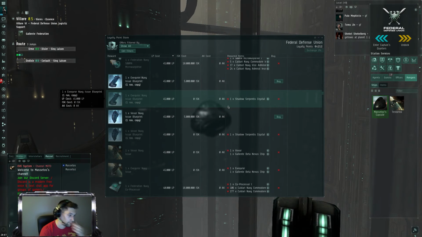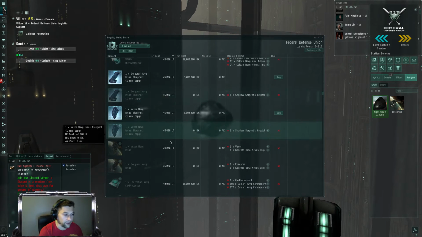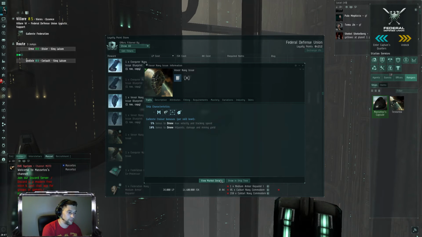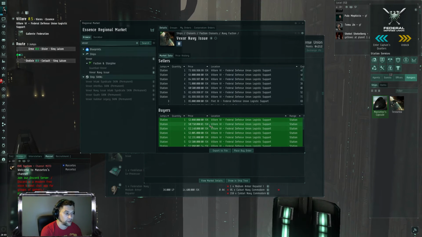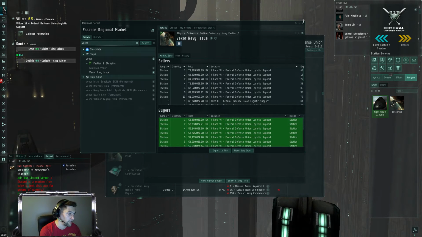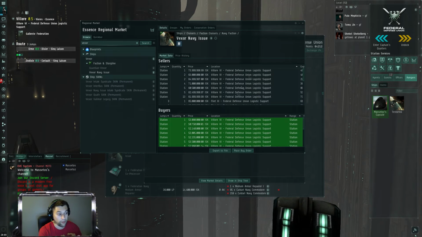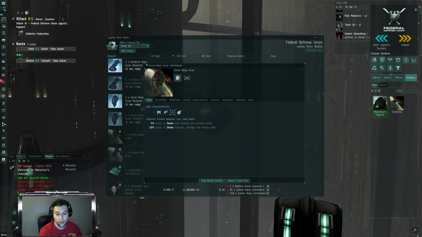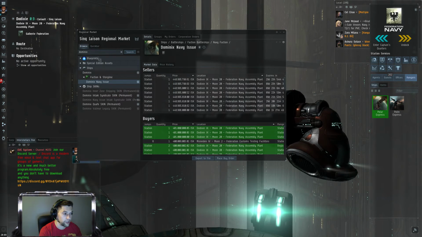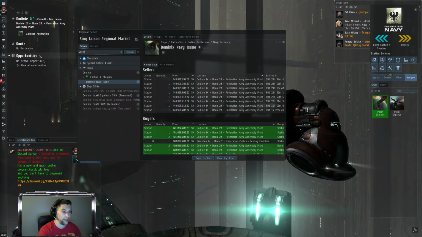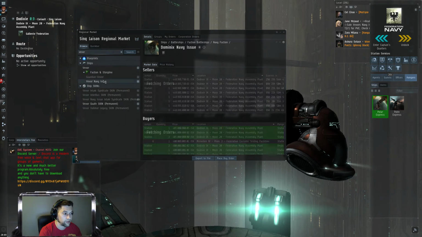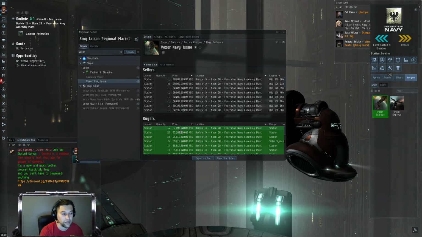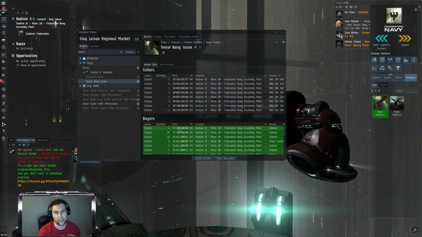Yeah, so same thing. We have the Vexor Navy Issue. If we check in this system, view market details, buyout price 53 million. Remember, 53 million is the buyout price in this system. Now, checking again in Doe Dixie, Vexor Navy Issue, buyout price 57 million ISK. So the difference is 6 million ISK between 3 jumps. I think it's worth it.